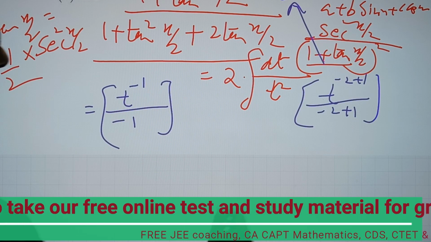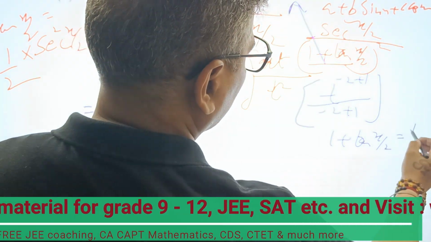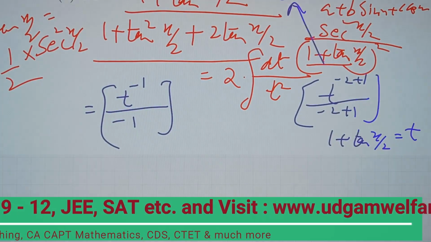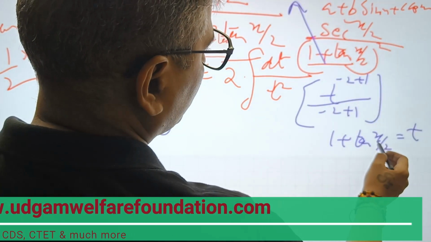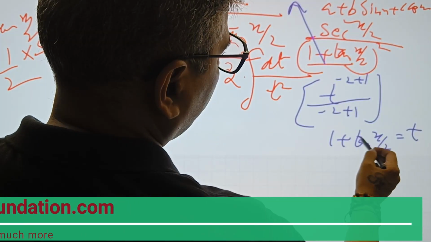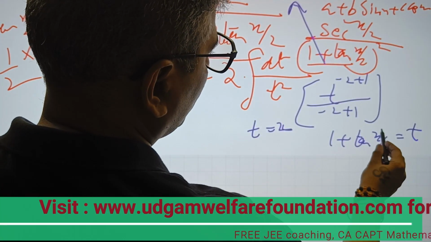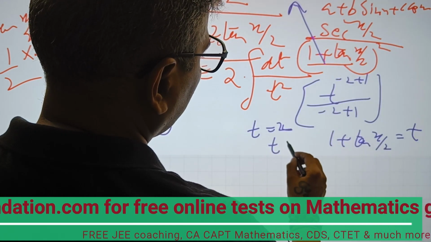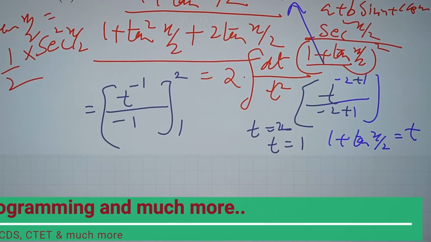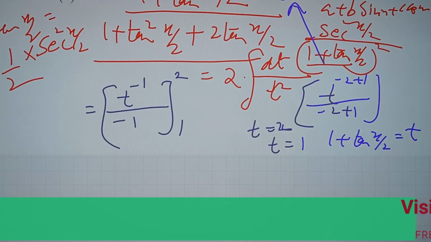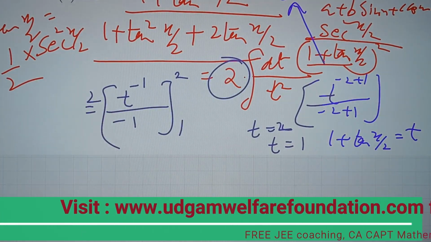As we have substituted 1 plus tan x by 2 is equal to t, we can simply change our limits. So upper limit was pi by 2. If we put here pi by 2, that is tan pi by 4, so 1 plus 1 is 2. So t is equal to 2 here for the upper limit. And if you put the lower limit 0, that is 1. So lower limit is equal to 1. So we can simply put 2 here and 1 here. Very simple. So here we also have this 2. So we can write this 2 here.